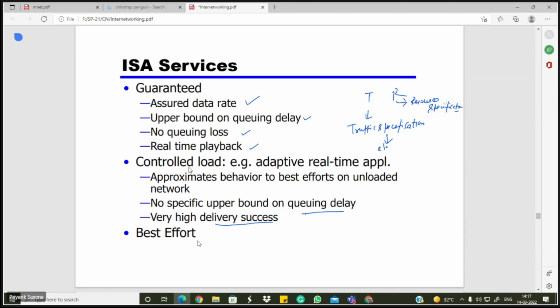So based on that, what is the meaning of controlled load? Until and unless your flow is not very excessive, like the flow rate is maintained, the data rate is maintained, there is no excessiveness until then, it assures that you will get the proper service. But if it is exceeding that, it will not guarantee that you will get the same thing. So otherwise, in that case, it will be a best effort service.